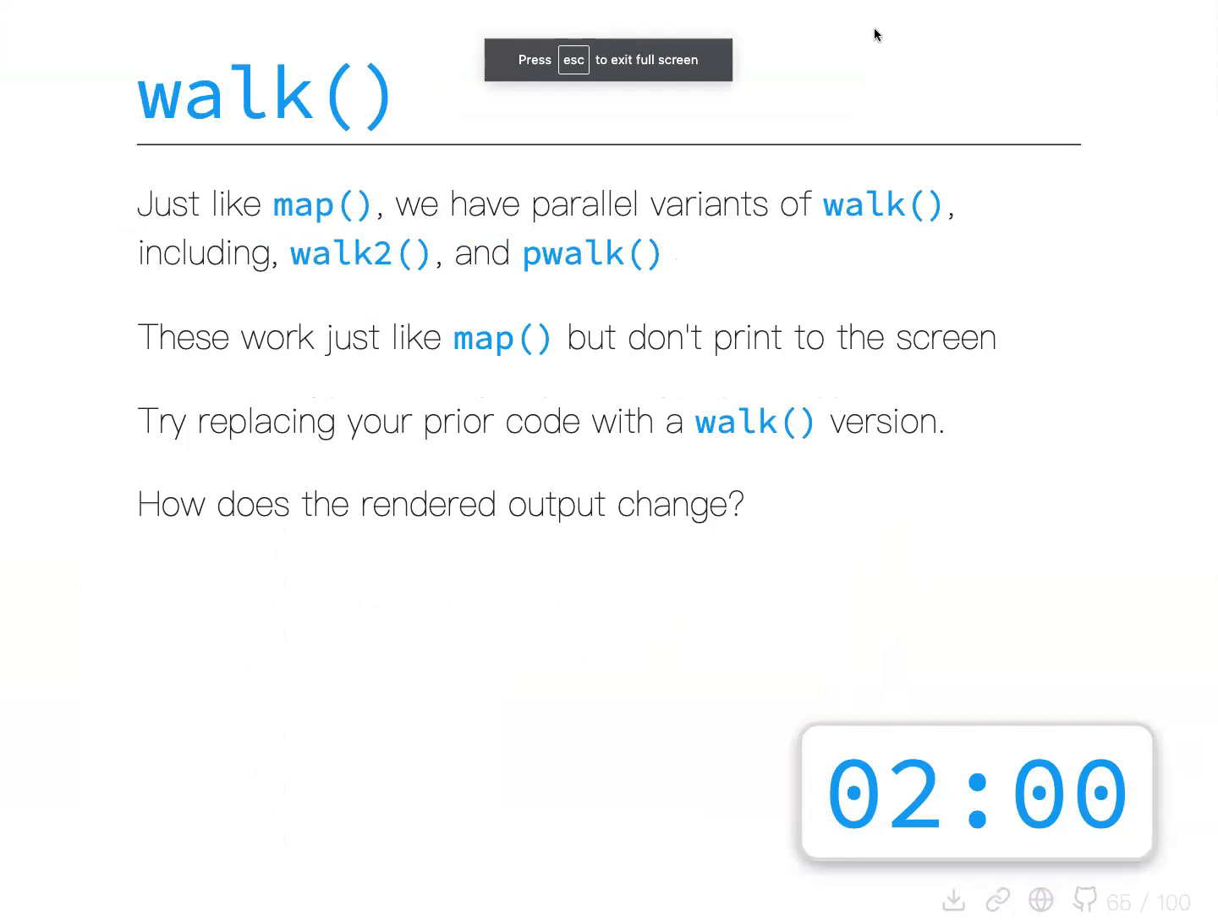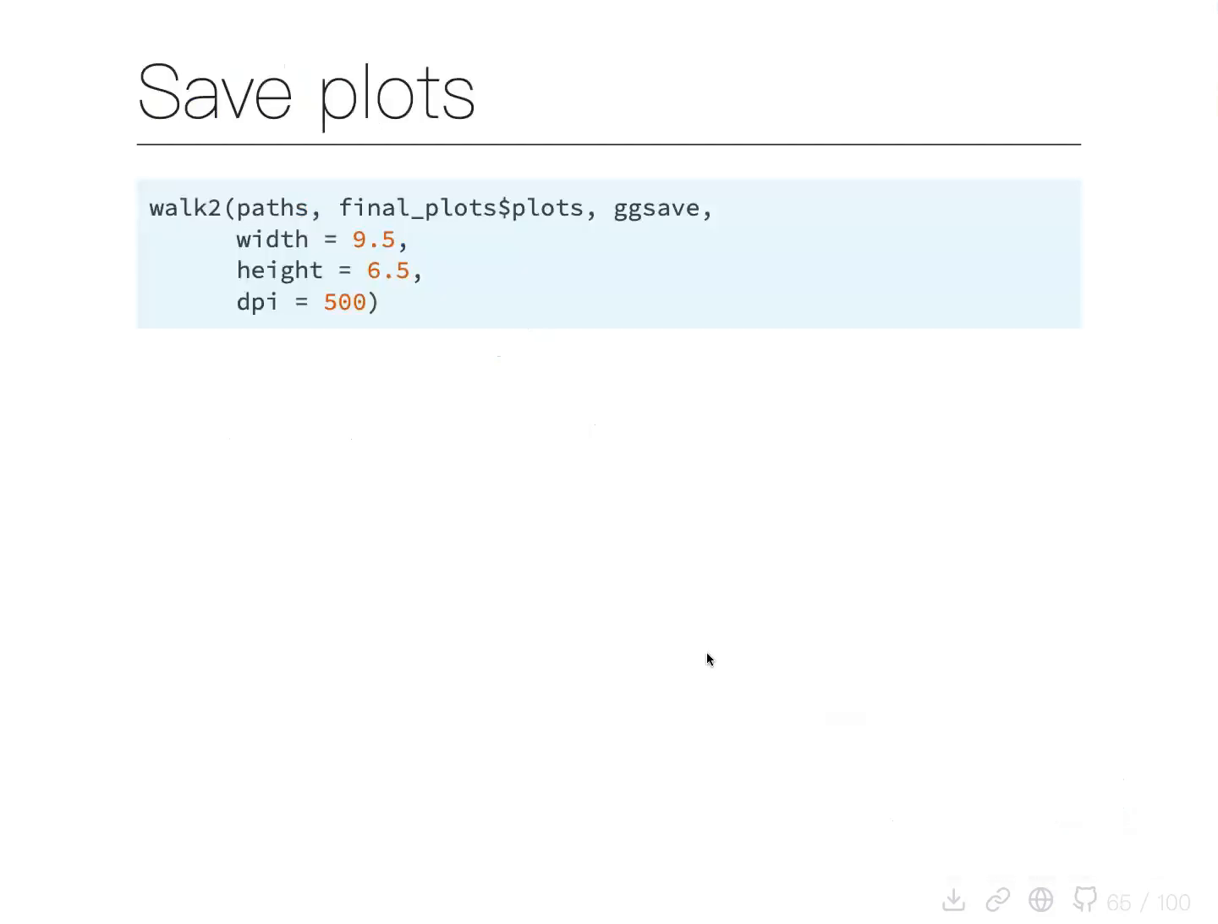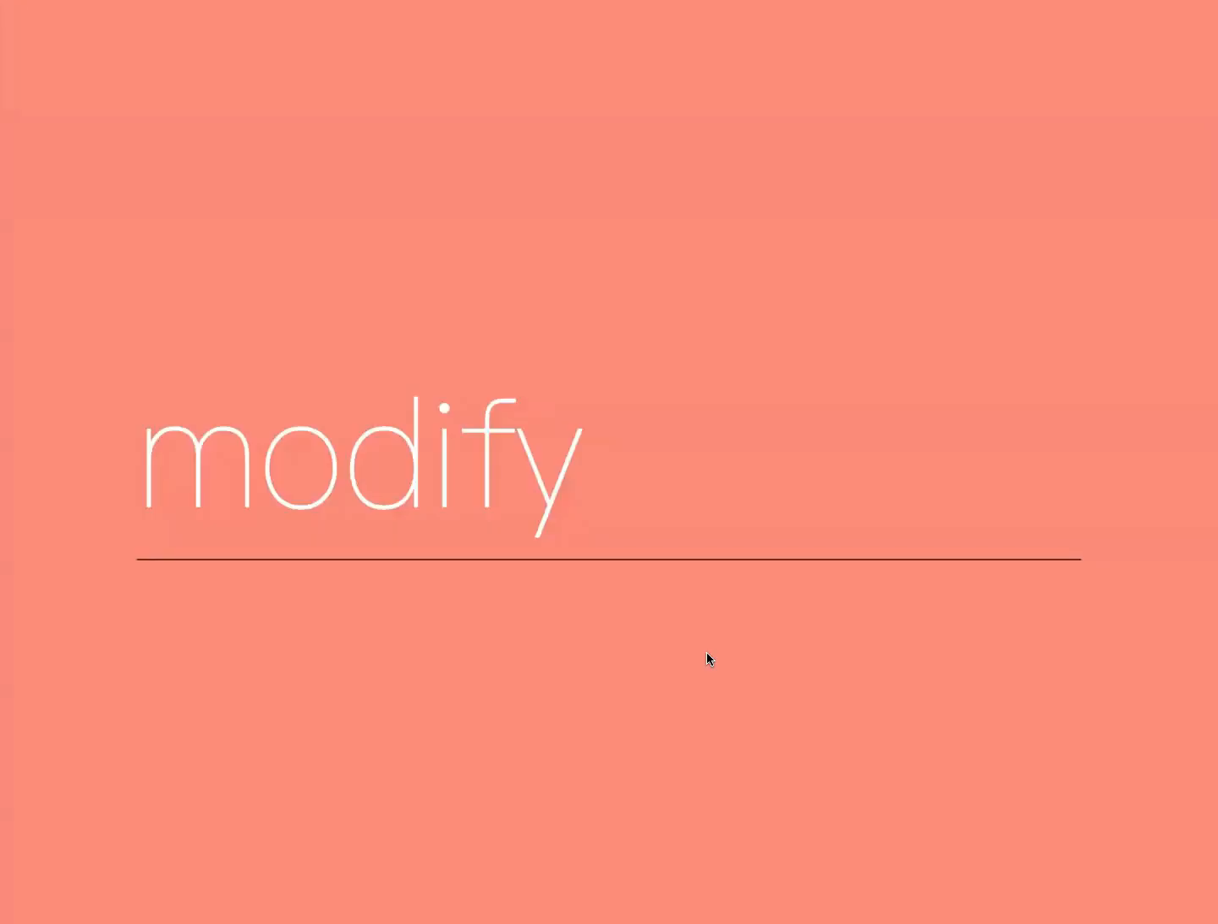So we've kind of already gone through this, but walk and map are basically the same. So I'm not going to have you do the challenge part. We've already basically done it. But walk, just like map, has walk to, it has p walk, and yeah, that's it. Okay. So there's some code that you could use, and that's it. Okay, so that's it for walk. Any questions?